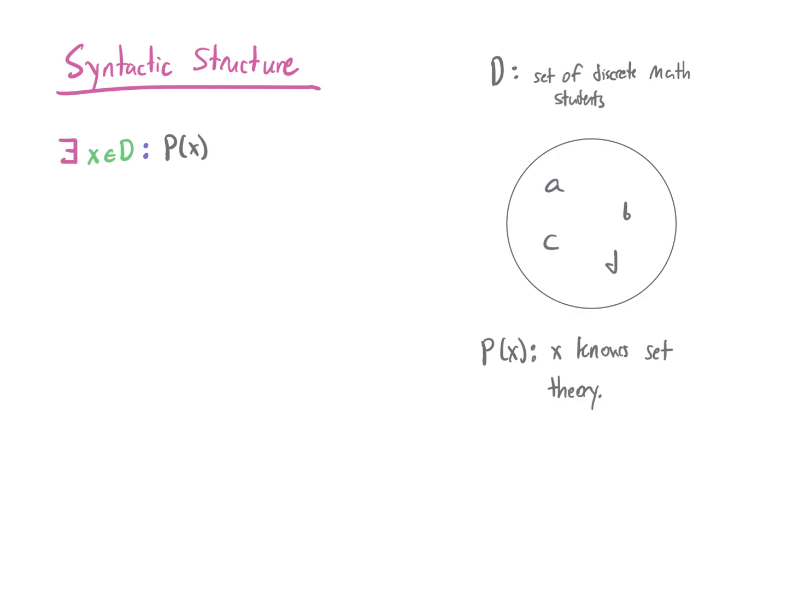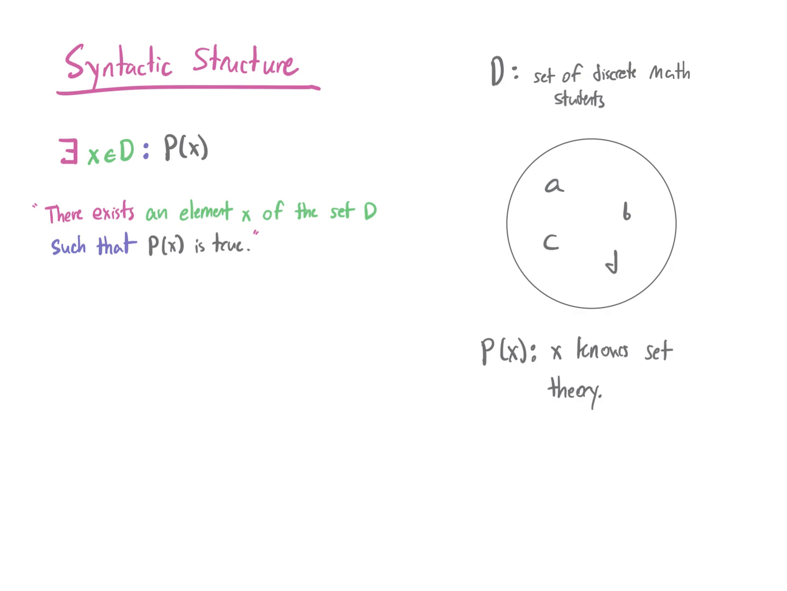So if I'm translating this, what I'm saying is there exists, that's my operator, an element X of the set D such that, we could also say with the property that, P of X is true. So this is my complete statement here. There exists an element X of the set D such that P of X is true.